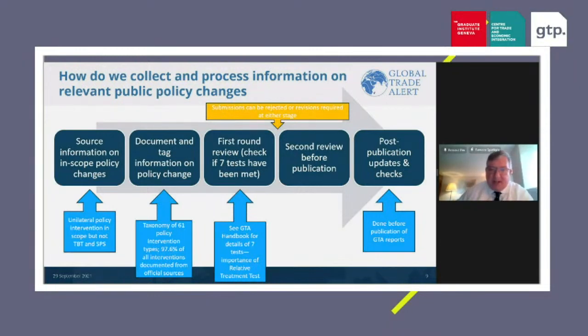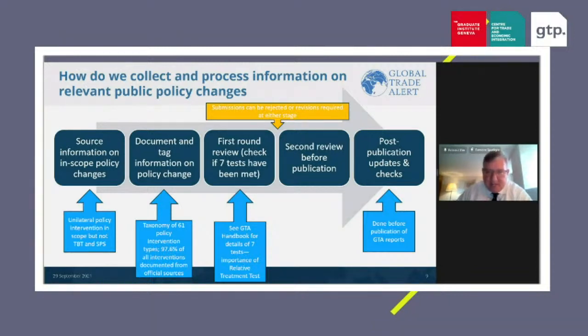So at the second stage then, a human, one of our trade policy analysts, will put together a submission on a public policy intervention, documenting it and tagging it along a number of dimensions. And I'll have a subsequent slide which shows you the tagging. Once that report has been prepared, it is then submitted for first round review, and we have seven tests which we look for in a measure before we are prepared to publish it.